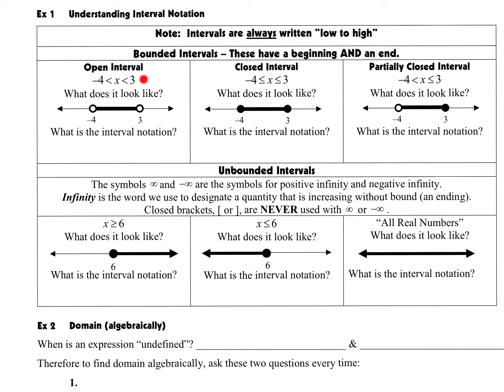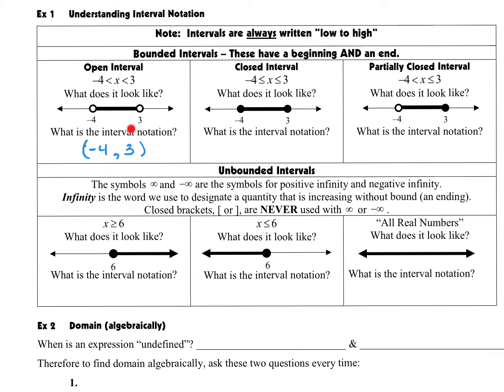If we understand that this inequality notation would translate to this number line notation, then if we want to translate this to interval notation, we're going to take the two open circles and those are going to become parentheses. And then we're going to take the numbers on the number line, remember low to high, and we're just going to write -4, separated by a comma, and 3.